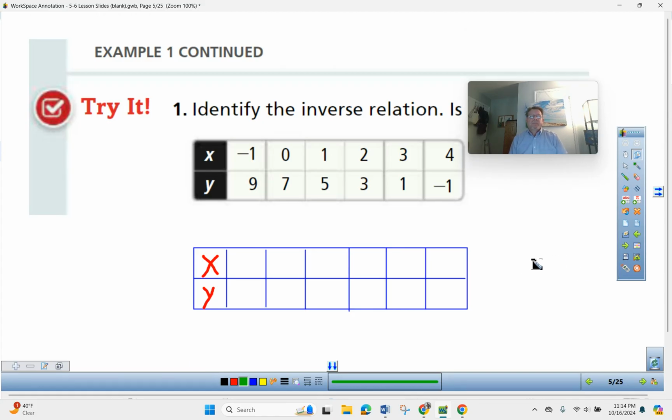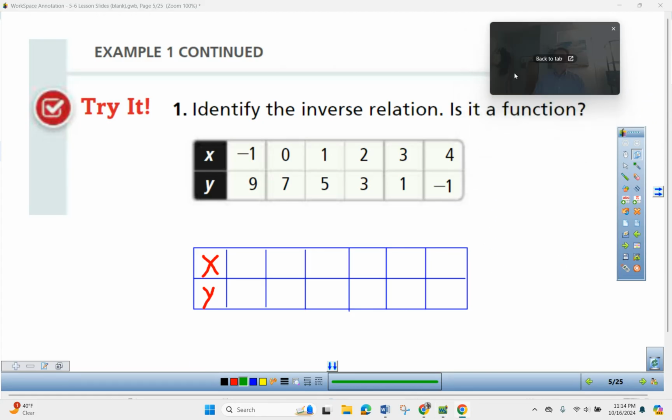Now here's a try it. It says identify the inverse relationship. So what does that mean? Switch x and y. So that's what we're going to do. We're going to take, let's see here.